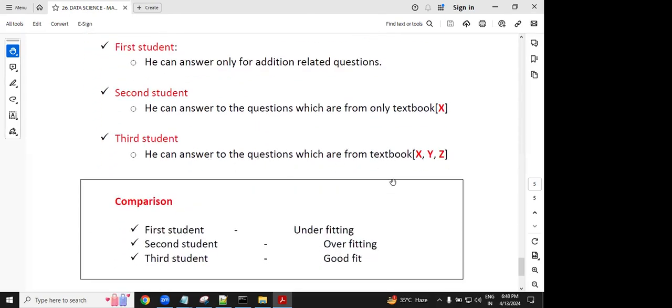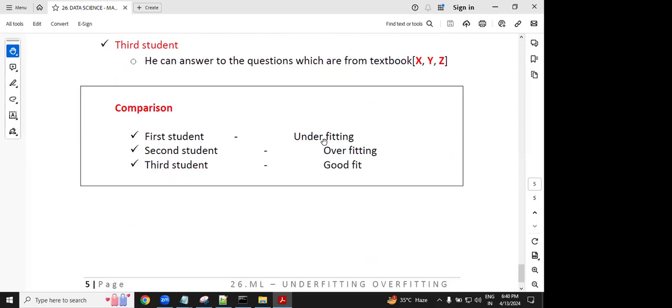He can answer questions which are from textbook XYZ actually. The first student, what is this one? Underfitting. The second student is overfitting. The third student is a good fit. Now, out of all this discussion, remember this one: good fit means even if the student is facing some new question, he is supposed to try to attempt it instead of leaving it. But the first student can leave, the second student can leave, the third student cannot leave actually. Guys, are you getting it? Good.